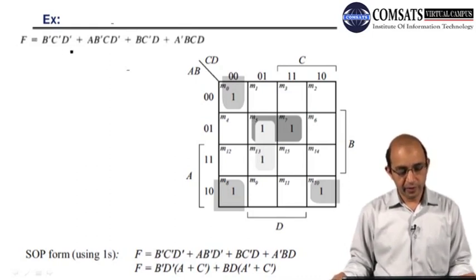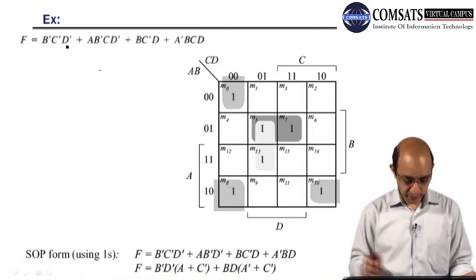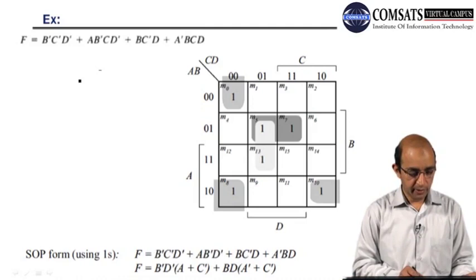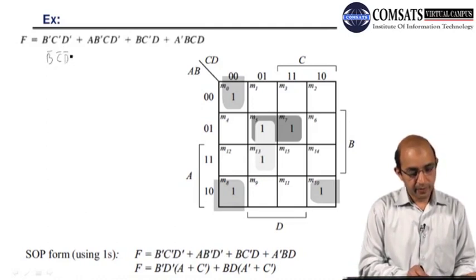If you are a beginner, you can straight away judge that this is a Boolean function with 4 variables. Here we have B, C, D, and we don't have A. So you can multiply this B bar, C bar, D bar with A plus A bar, because this is always 1.